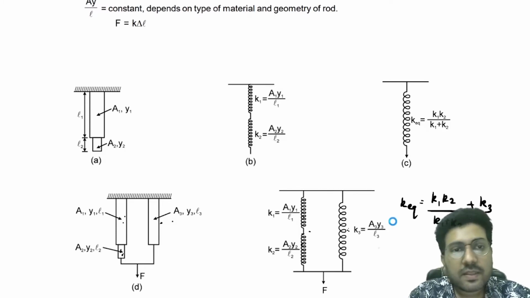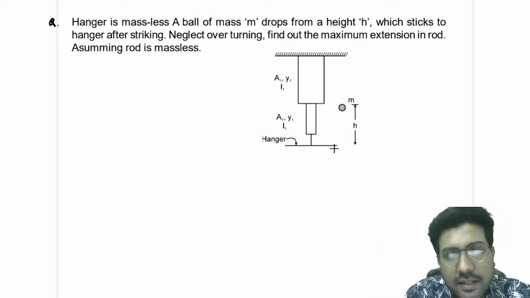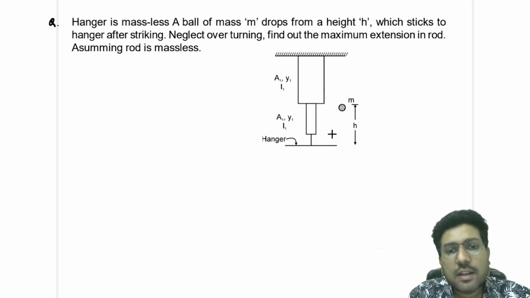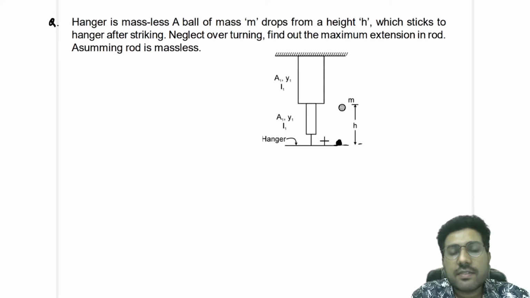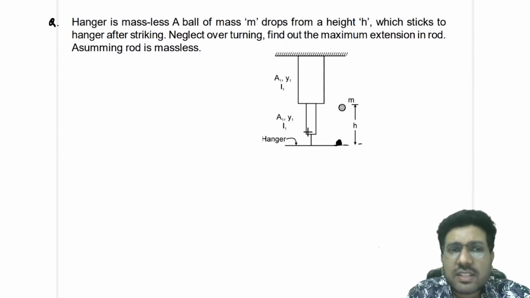Okay, now in this question, see, there is a hanger here and you have two rods, A1 Y1 L1, A2 Y2 L2. These rods are massless. This hanger is also massless, but there is a ball of mass M and it is falling from a height h and it is sticking to it. Okay, sticking to the hanger. Then they are asking you what is the maximum extension in the rod. This is the same question that we have done in spring, but this time it is for a rod.